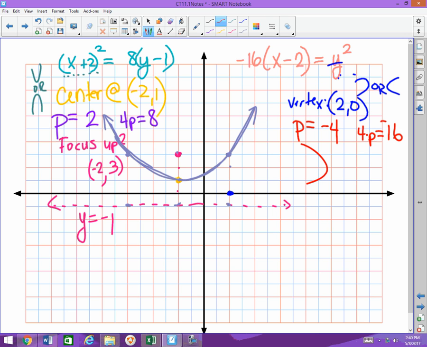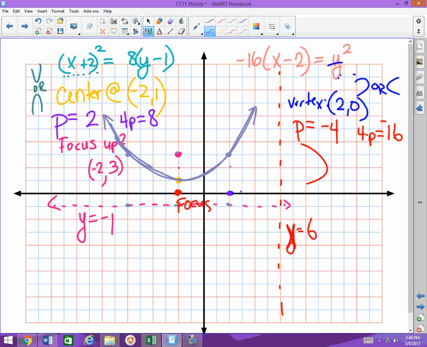1, 2, 3, 4. Right there's the focus. And the directrix would be 4 to the right at y equals 6. And that's not y equals, that's x equals 6. And so again, to sketch a good graph of this one, here is our vertex.